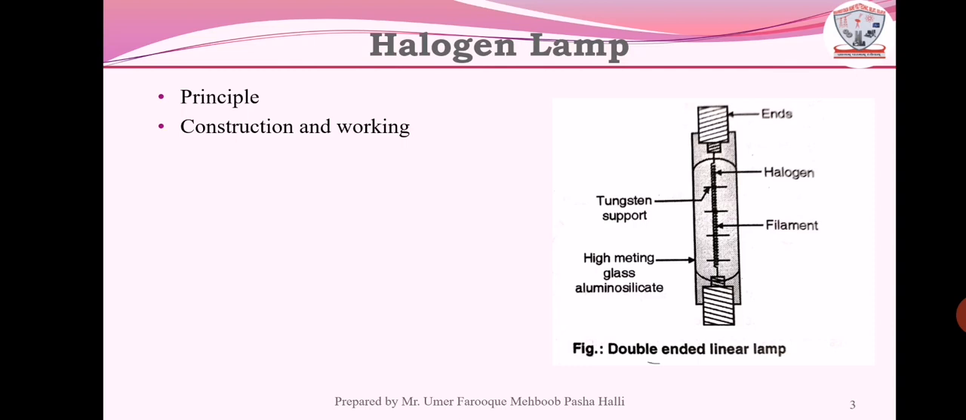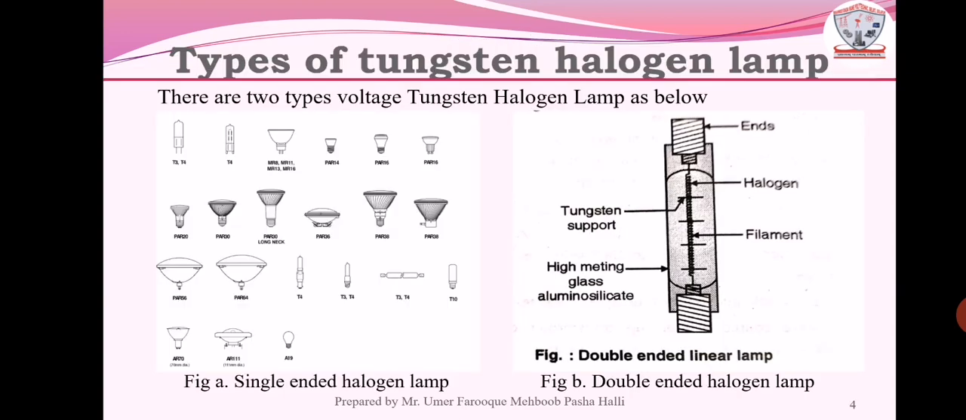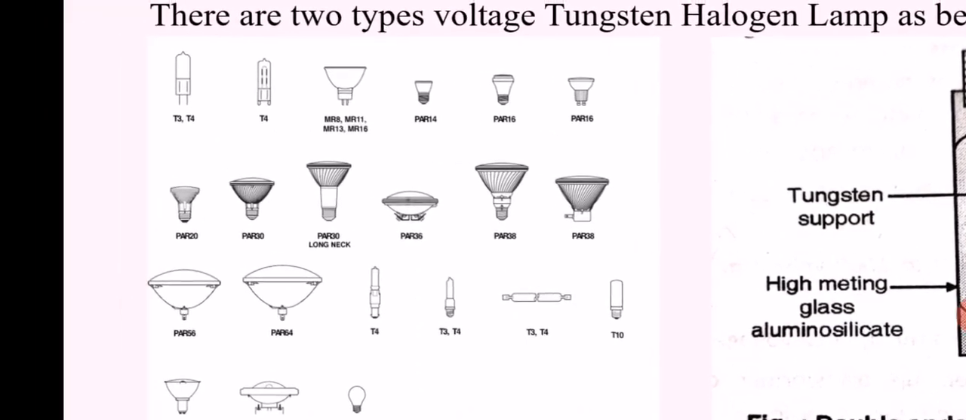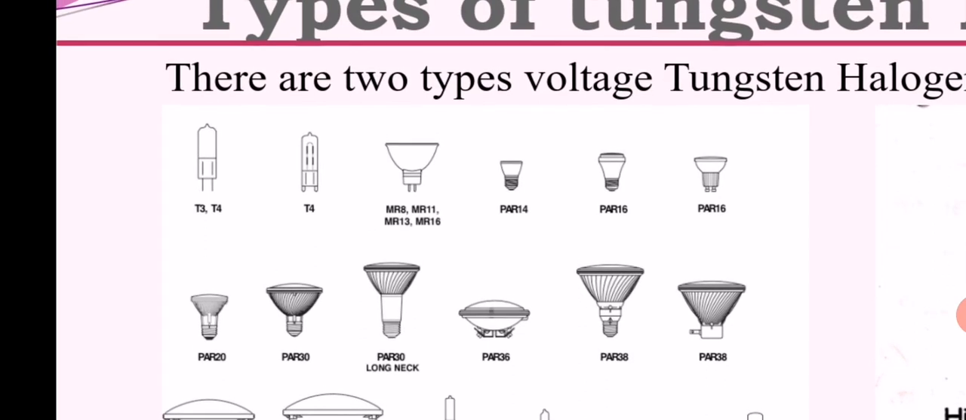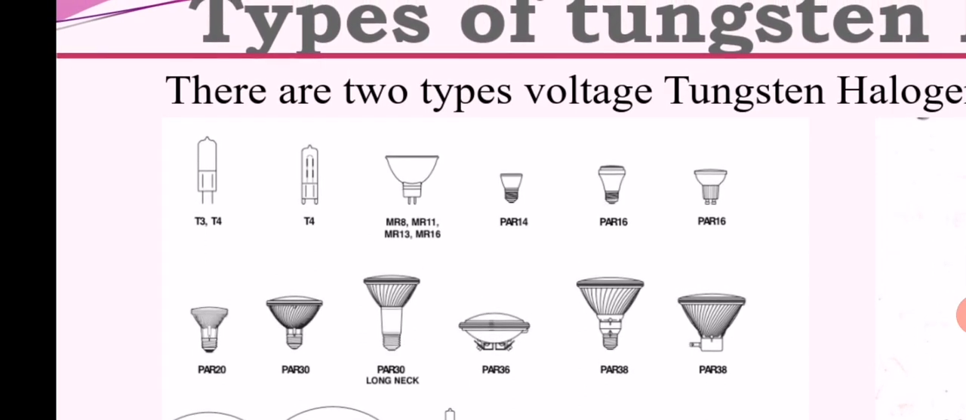There are two types of main voltage tungsten halogen lamp: the single ended halogen lamp and the double ended halogen lamp. We can see here the single ended halogen lamp. It has only one end, with a compact filament inside which is clearly visible. Only one cap is fitted.